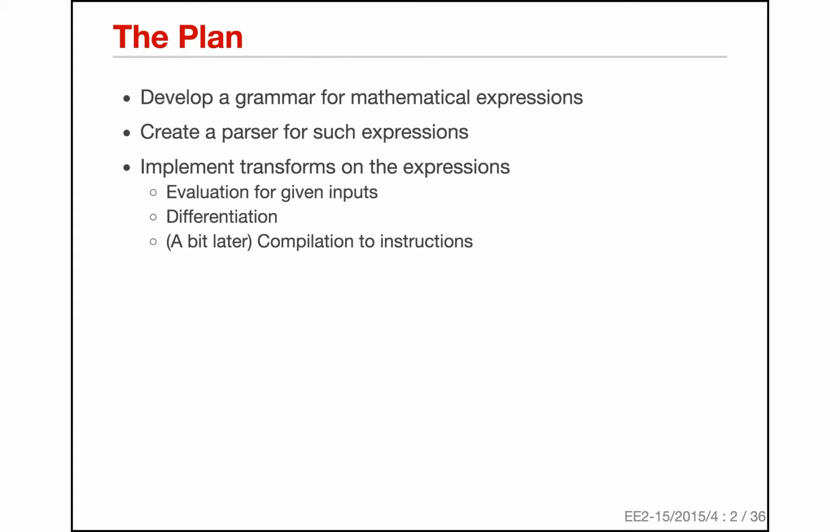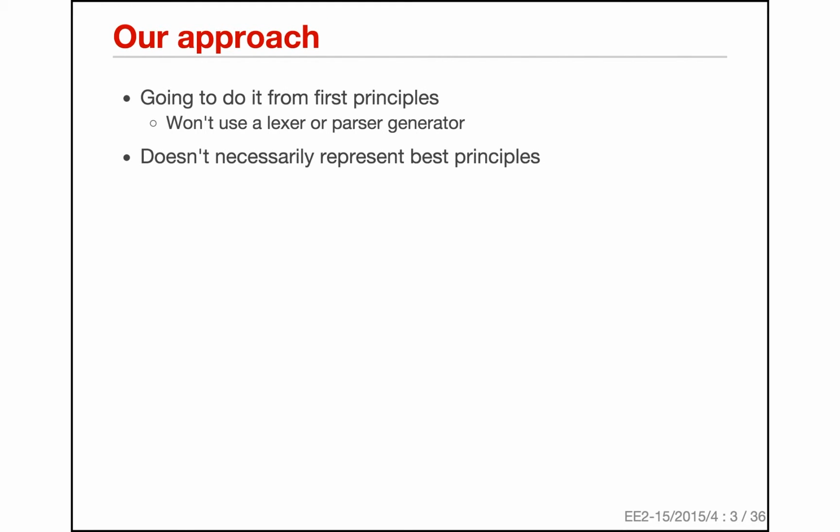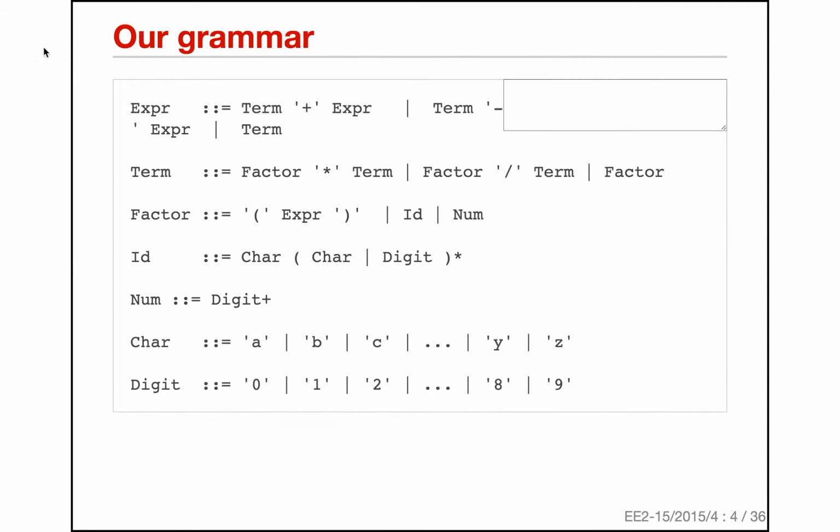So the plan here is we're just going to develop a grammar for mathematical expressions. We're going to create something that can parse those expressions, and then to show there's actually a point to this, we're going to do evaluation of expressions, differentiation, and a few lectures on we're going to look at turning these into instructions. So the approach I'm going to use is a first principles approach. We're not going to use a lexer or a parser generator. I don't recommend that you actually do this unless you absolutely have to, but it is a way that you can create parsers, either something very simple or something very complicated.